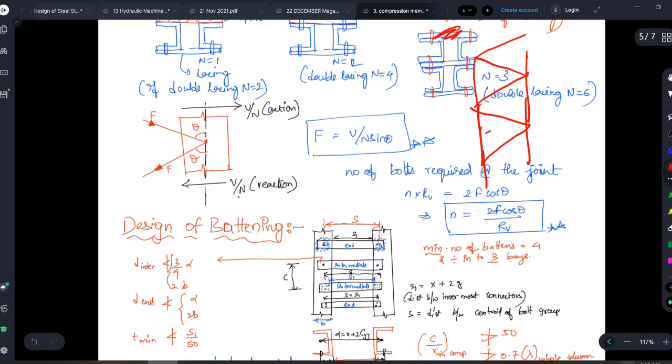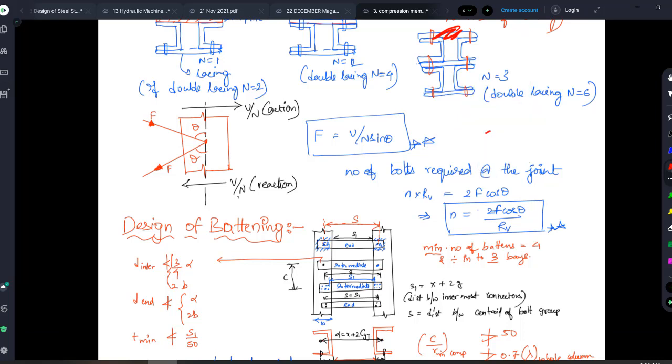Let us say we have a lacing system something like this. Okay, let us take a joint. I have cut here. So on each lacing system, how much shear force will be acting? That will be V by N. Agreed or not? On each lacing system, V by N. If there are N lacing systems, the total shear force resisted will be V. I hope it is very clear, right?